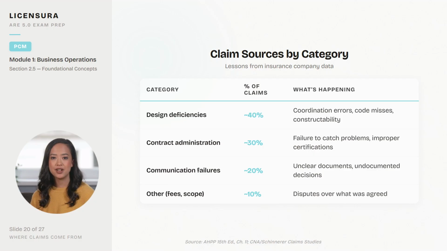Code compliance errors come from copying details off old projects without verifying they still meet current codes. Specification errors follow the same pattern, copy-paste without careful review. And CA oversights happen when firms just don't budget enough time for site visits and field observation.